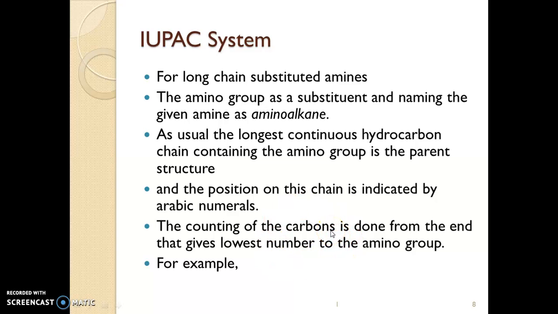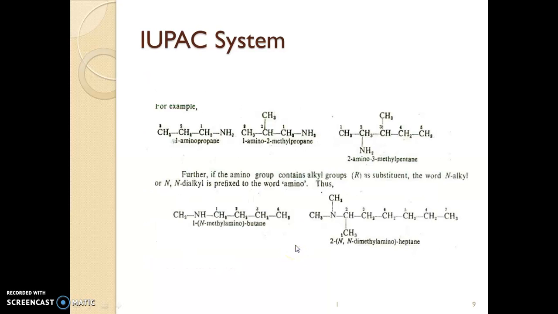Okay, so what to do? First, select the longest continuous chain which contains the functional group. Then give the numbering to the chain so that the carbon which contains the functional group gets the lowest possible number. So let's see the example. We will see a simple example.